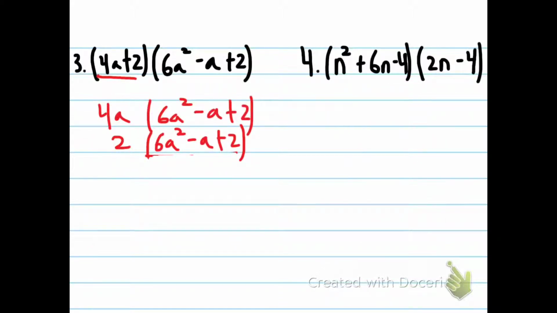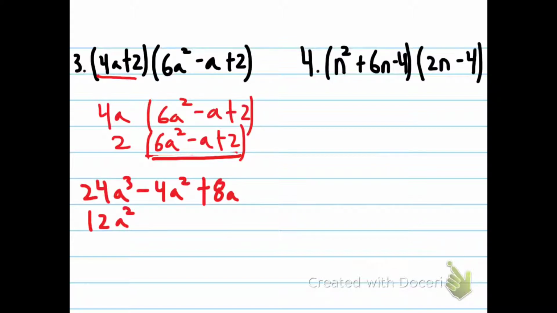So number 3 and 4 are actually binomials and trinomials. So this is one way you can write it. So 4a times 6a squared is 24a to the third. And then for this one, it will be 12a squared minus 2a plus 4. So now we combine like terms, so we're left with 24a to the third.